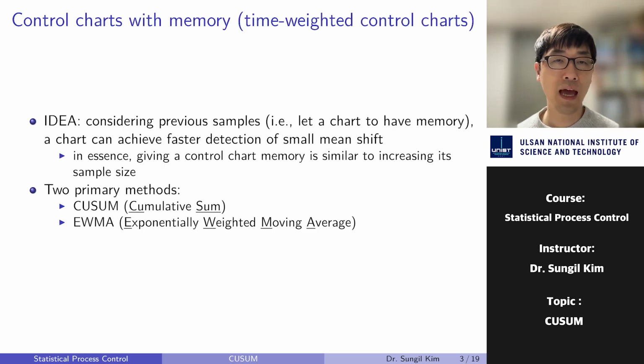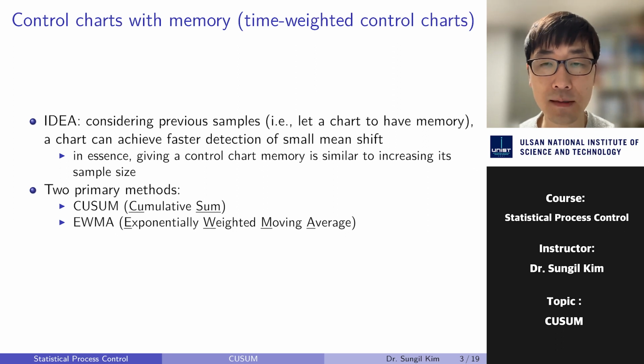In the previous lecture, we discussed the limitation of a Shewhart control chart in that it has no memory. That is, a Shewhart control chart always uses the latest update of process measurement, not utilizing the information embedded in the entire sequence of measurements. So this makes it ineffective in detecting a small magnitude of process change. To overcome such a limitation, we will talk about two primary methods, QSUM and EWMA.